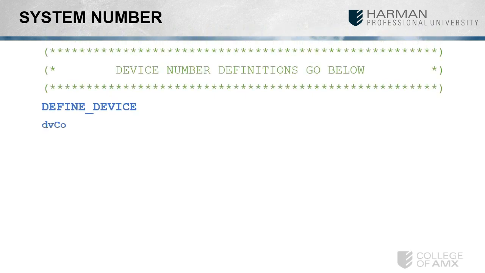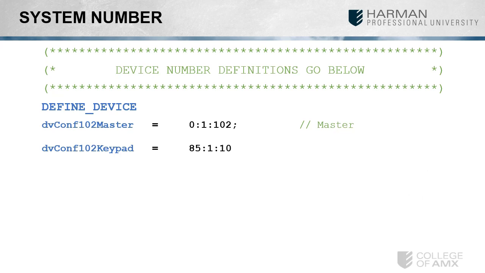DV Conference 102 Master gets 0:1:102. The master device is 0, the port is 1, and the system is 102. DV Conference 102 Keypad gets 85:1:102. The Axlink keypad is device 85, port 1, and it's on system 102.